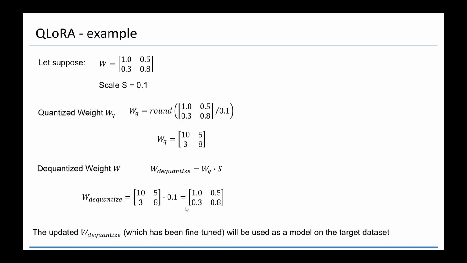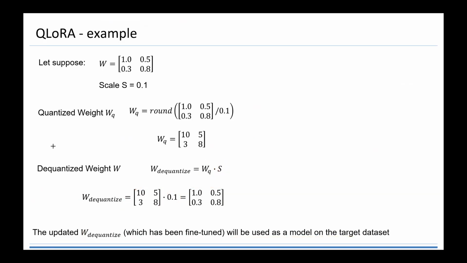And when we do the dequantize, we have the WQ, and then we want to scale up again. The scale is using S equals 0.1. Then the values from WQ will be written back to the original values. So the updated W dequantize, which has been fine-tuned, will be used as a model on the target dataset.